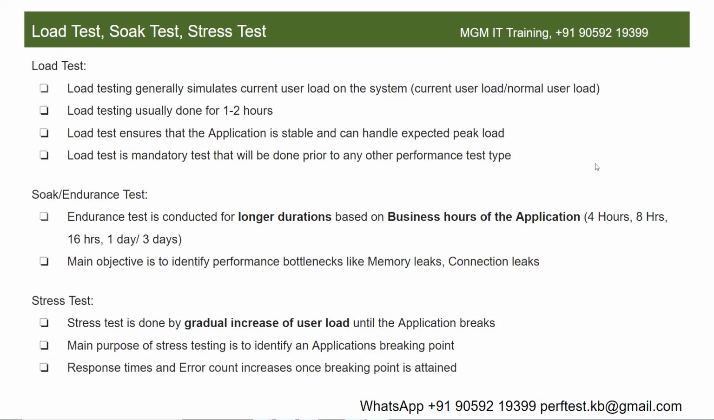So when we say that the breaking point is attained, it is once the response times and error count increase, then we can determine that the breaking point is attained. Clear, guys? So the objective of doing stress testing is to identify an application's breaking point. What is meant by breaking point? It is the maximum load that an application can support before response times and error count increase. Is it clear, guys? What is stress testing?